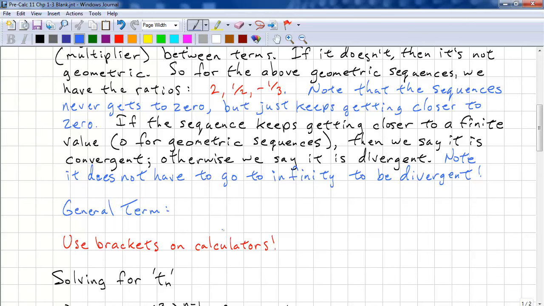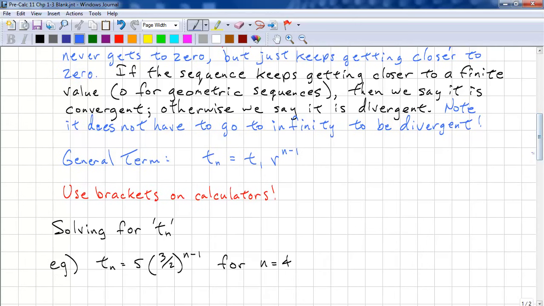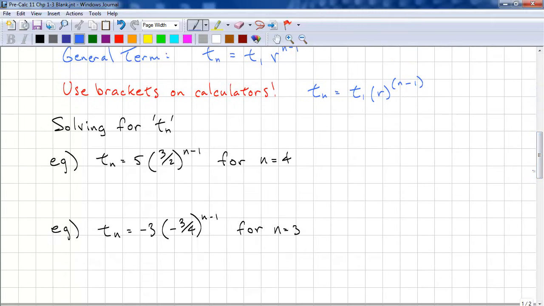So we have a formula for general terms. The nth term is based off of T1 and r raised to the power of n minus 1. And it's very important to use brackets on calculators. On a calculator, you would have a bracket around r and brackets around n minus 1. Okay, so we just need to plug in n to get our nth term.